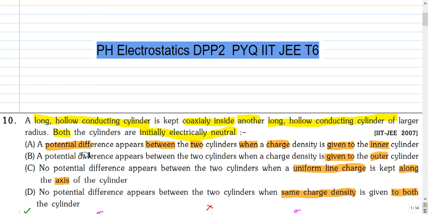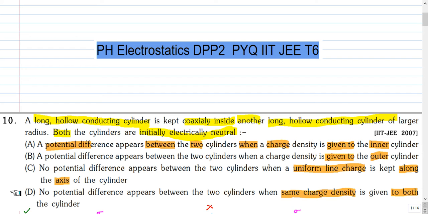Option A. A potential difference appears between the two cylinders when a charge density is given to the inner cylinder. Option B. A potential difference appears between the two cylinders when a charge density is given to the outer cylinder. Option C. No potential difference appears between the two cylinders when a uniform line charge is kept along the axis of the cylinder. Option D. No potential difference appears between the two cylinders when the same charge density is given to both the cylinders.